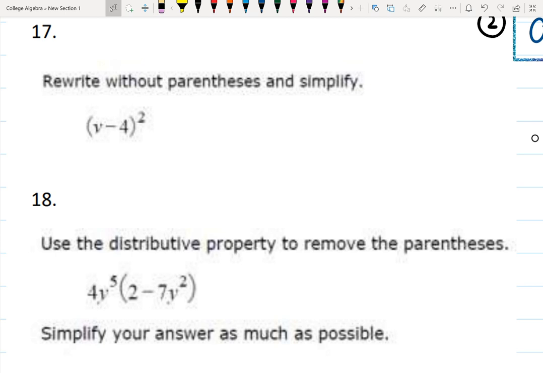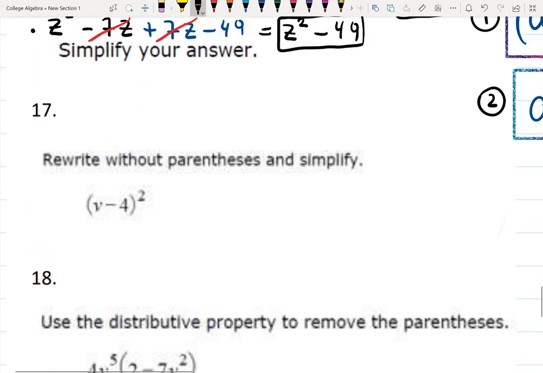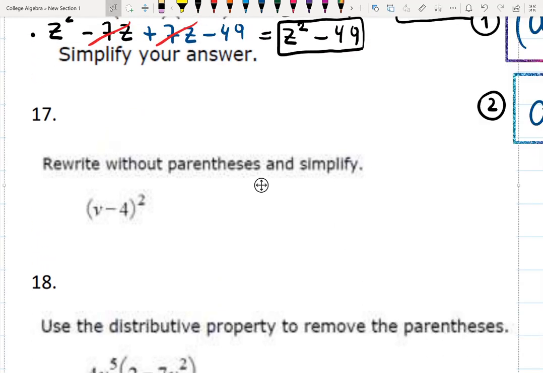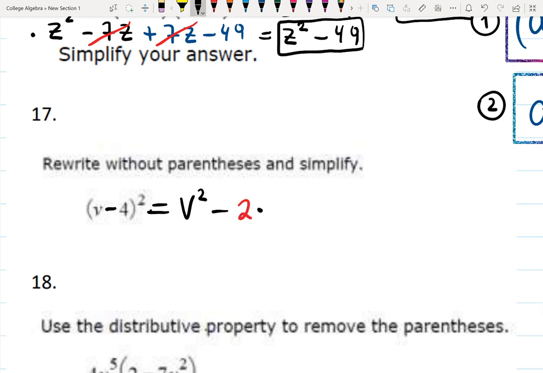17. For the 17, we are working with V minus 4 squared. That's the formula I just showed you. That's the square of the difference. This formula tells you that you will have to square the first term, that's V squared, minus, because of the minus here, double product of both terms. So I'll put 2, that's part of the formula. Then double product gives me V times 4. Plus, formula says you add at the end, 4 squared.